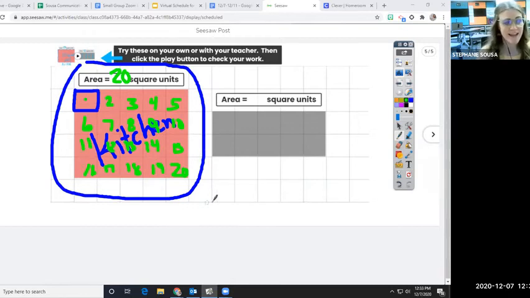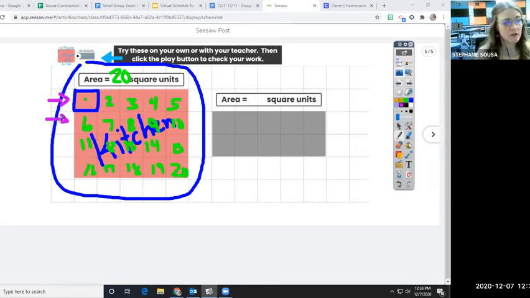So now I'm going to show you why multiplication can help you. Counting out individual squares is going to take a long time, especially when we get to larger areas that get up into the 50s, the hundreds, the thousands. So we don't want to have to go 1, 2, 3. We want to be able to have a shortcut. So what we do is we count just like we would with an array.